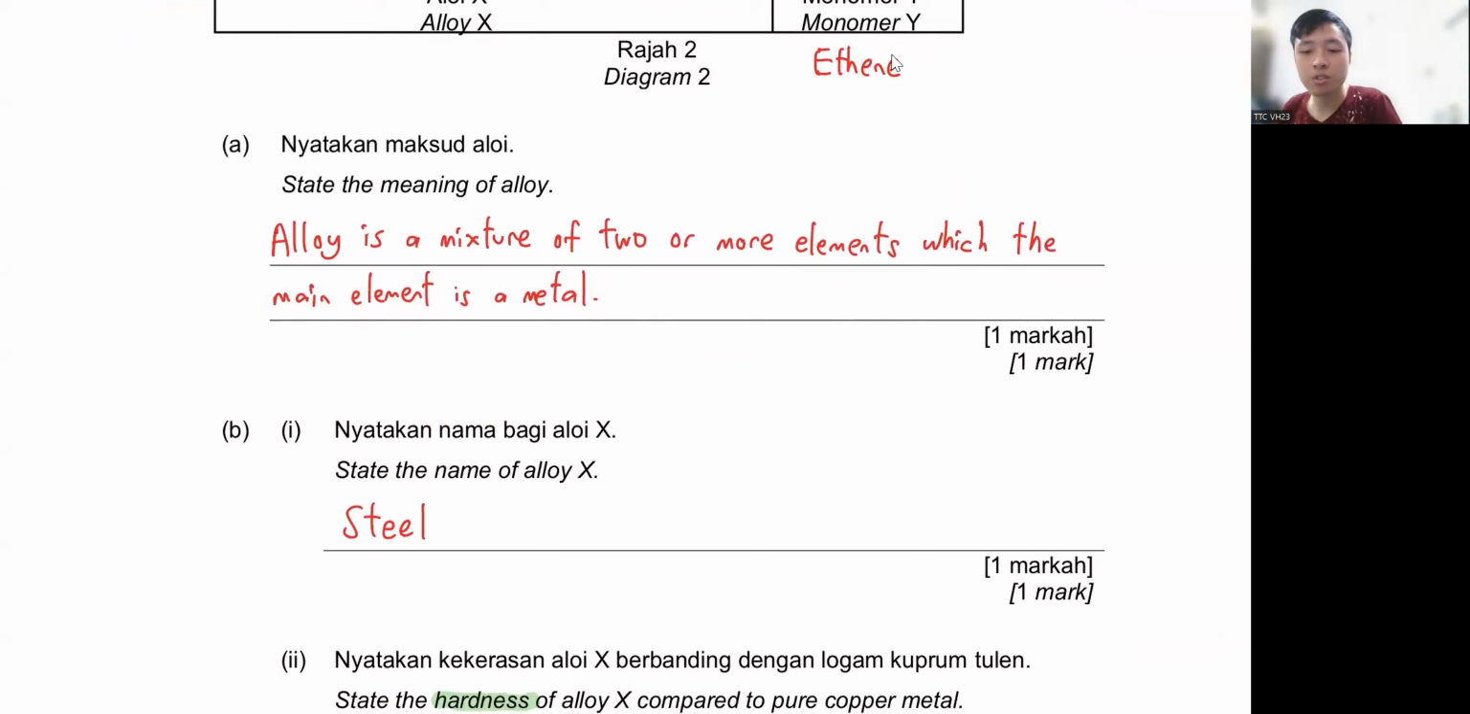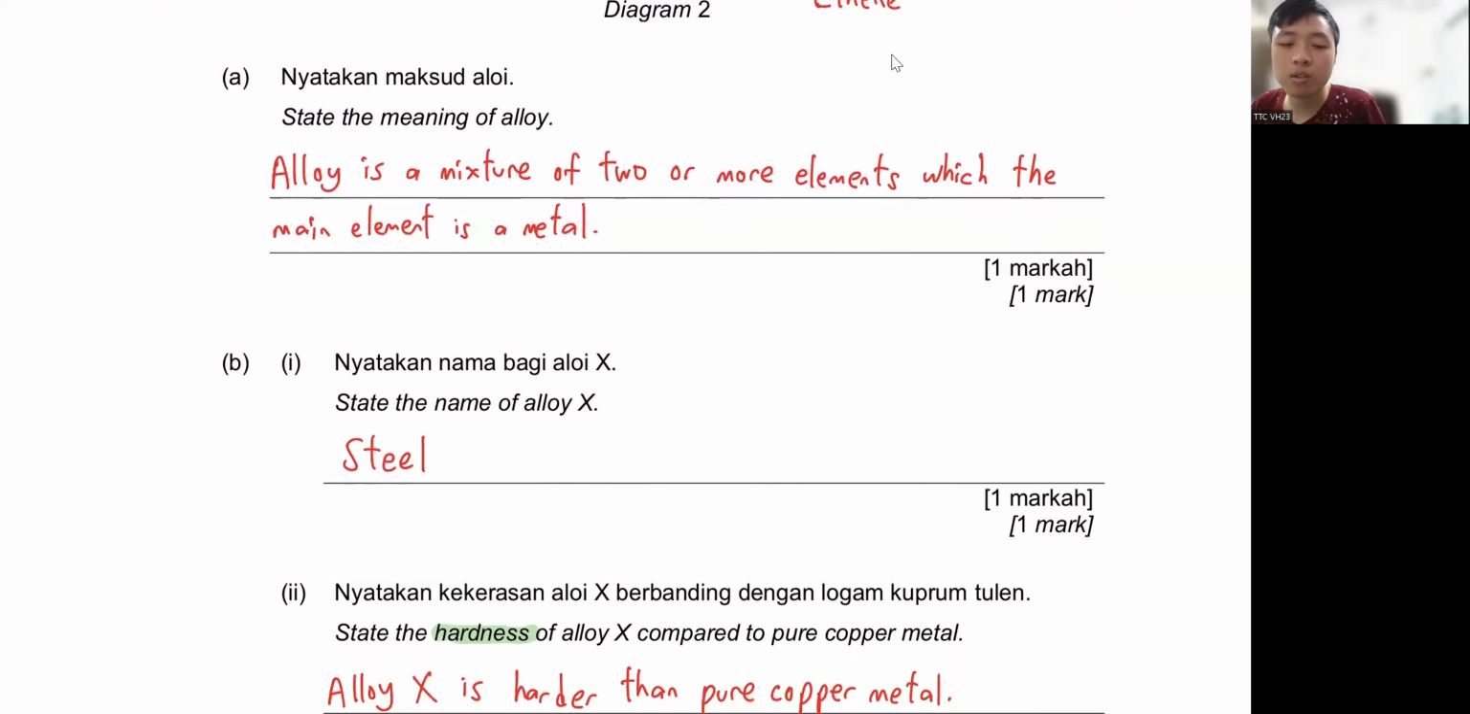B2, hardness. So hardness compared to copper metal. Do you have to ask alloy compared to pure metal? Always have to ask one. Hardness, the alloy of course is harder, you can say.